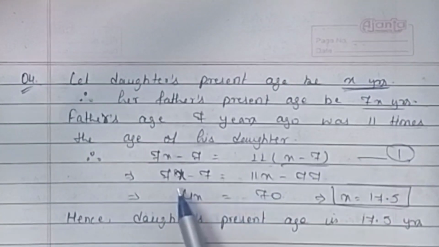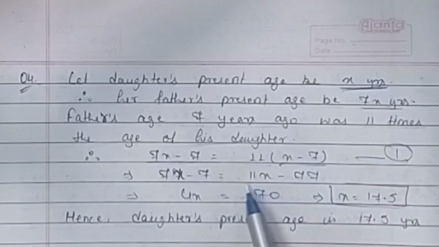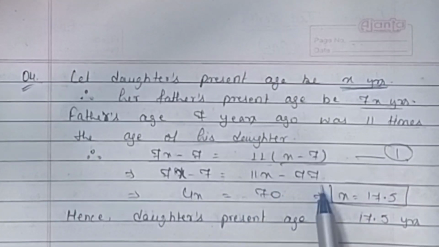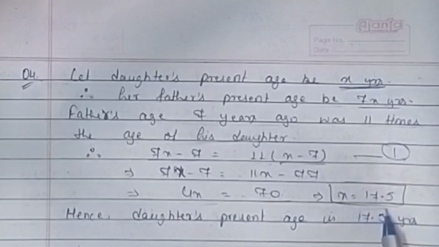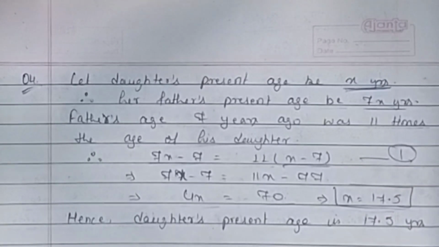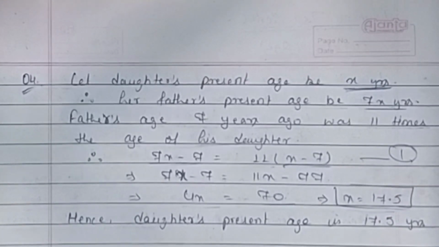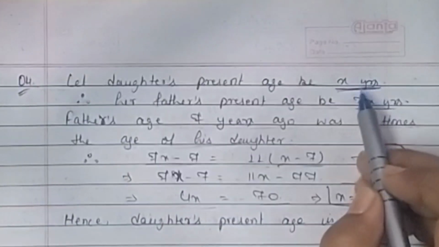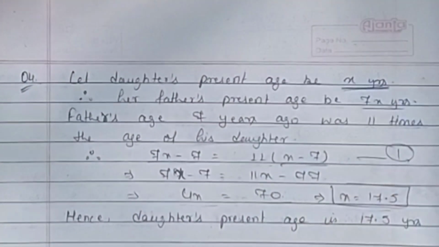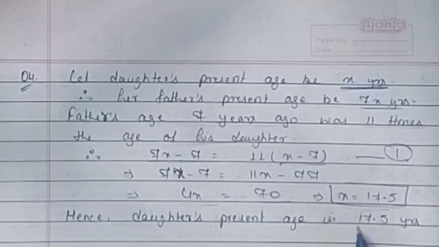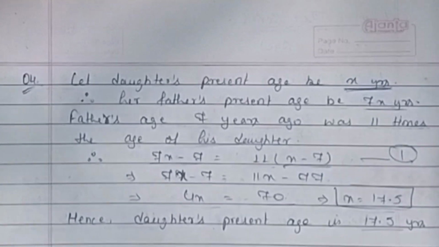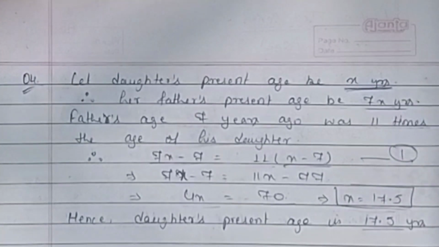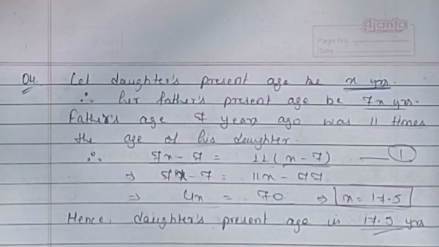So after solving we will get 7x minus 7 is equal to 11x minus 77, and hence 4x is equal to 70 and x is equal to 17.5. So basically we have found the present age of daughter because we have assumed the present age of daughter to be x. So present age of daughter is 17.5 years. And according to the question we also have to find the present age of daughter only. So yeah, we have found the correct answer.